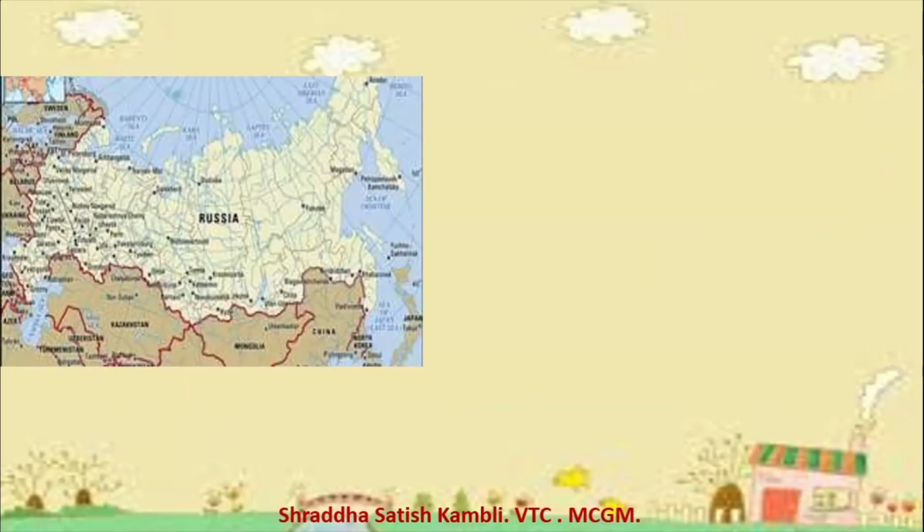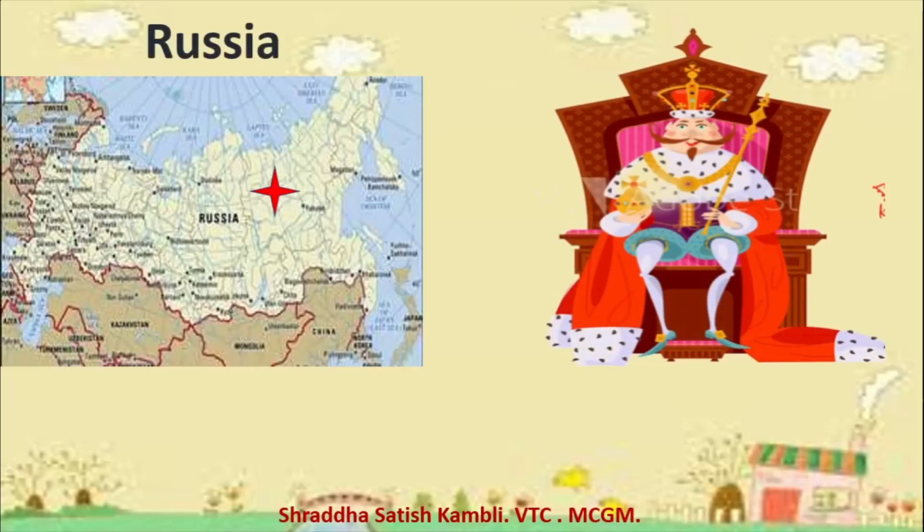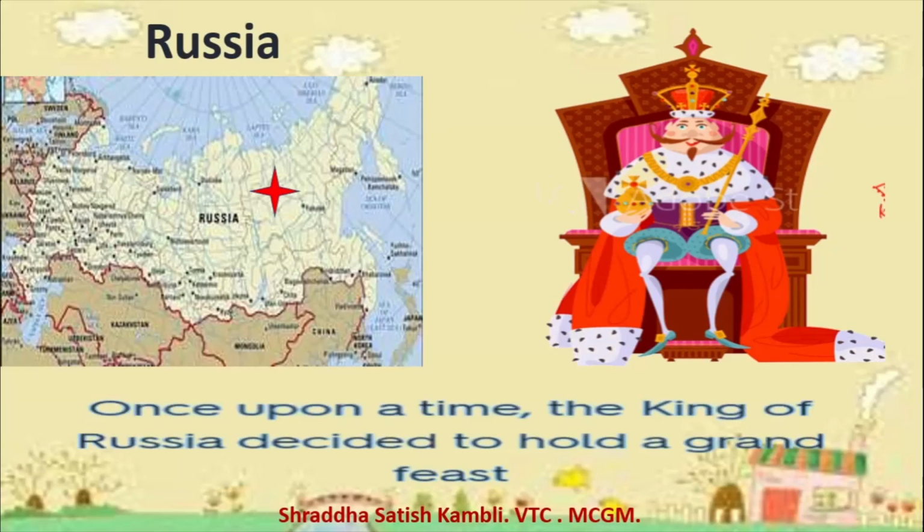So what happened was, there was this country called Russia, and now Russia is here. Can you see Russia here? Yes. So in Russia there was a king who ruled Russia, and one day he decided to hold a grand feast or a big party. He decided to throw a big party.